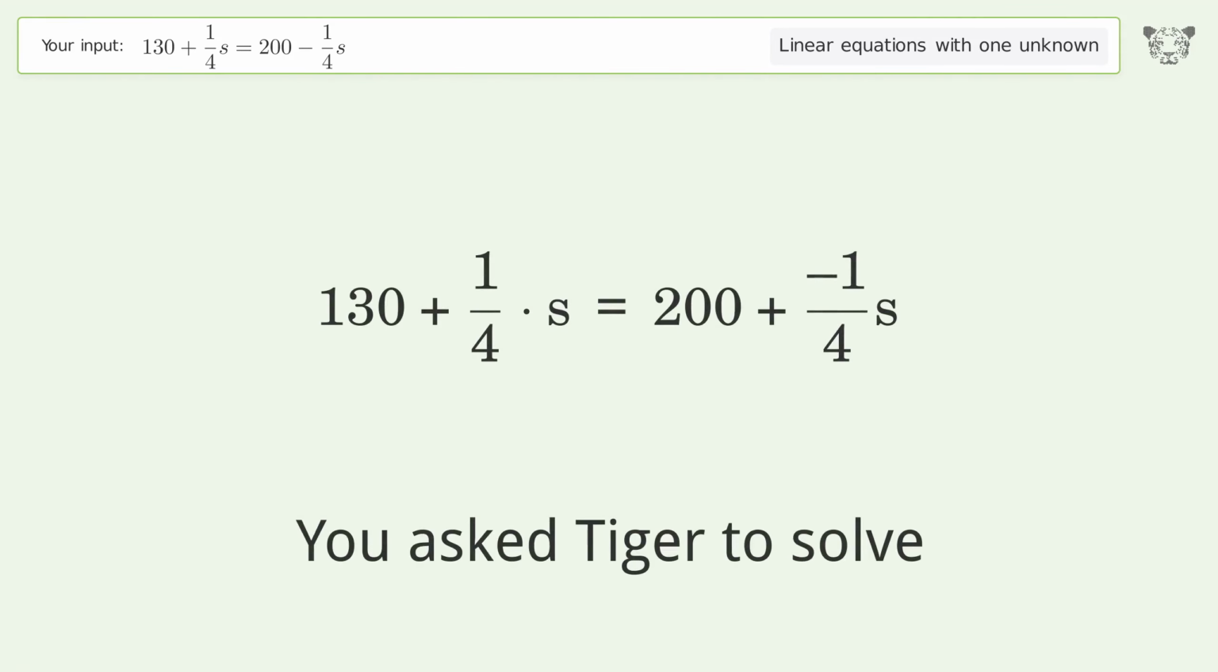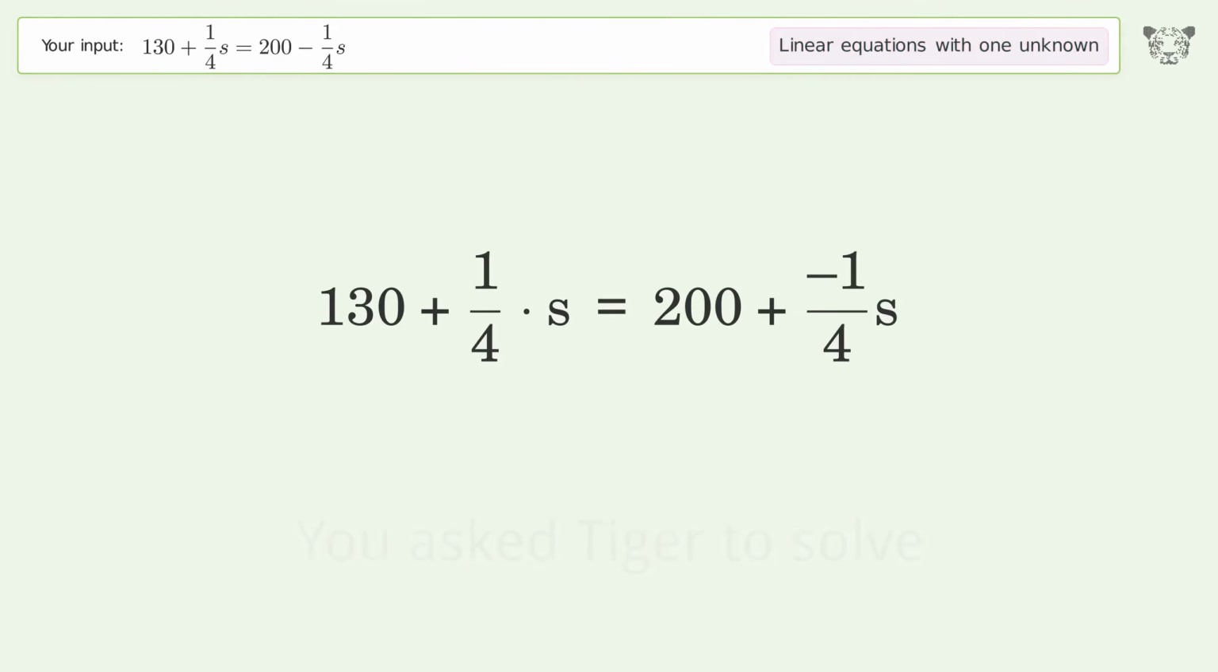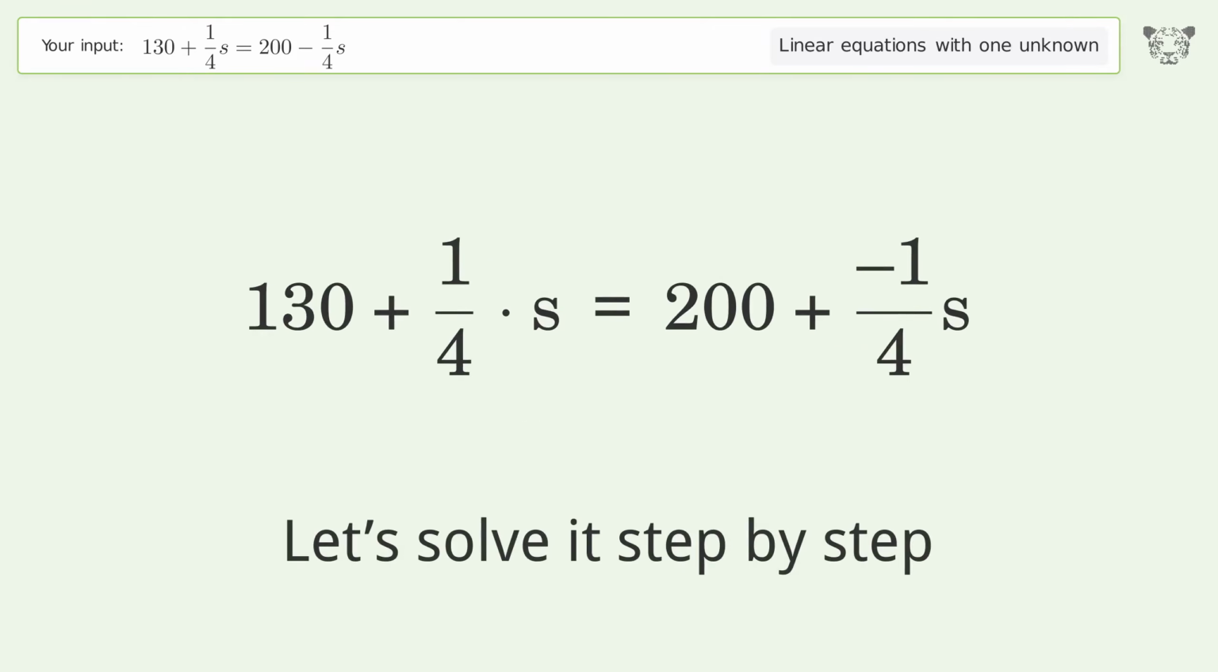You ask Tiger to solve. This deals with linear equations with one unknown. The final result is s equals 140. Let's solve it step by step.